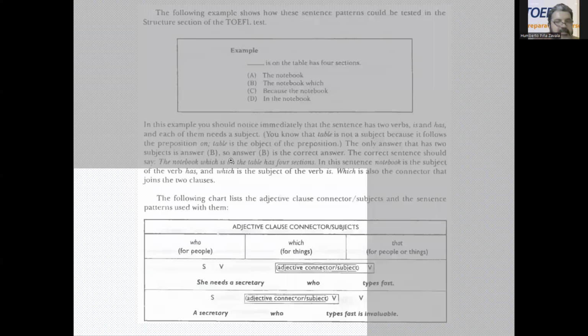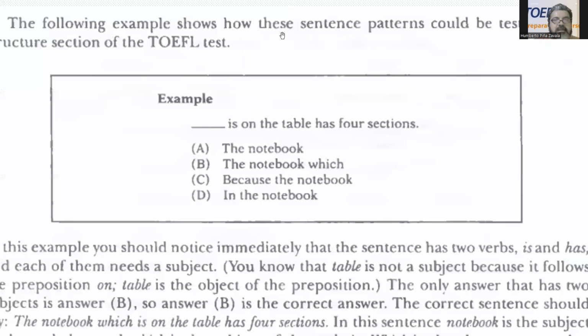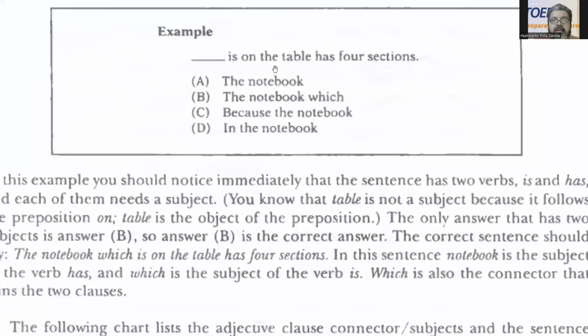All right. So here we have an example of how this works. In this example, you should notice immediately that the sentence has two verbs. Right? We got is, that's a verb, and has, it's another verb. Each of them needs a subject. The table is not a subject because it follows the preposition on, right? It's an object of the preposition. So the only answer that has two subjects is answer B. So answer B is the correct answer.